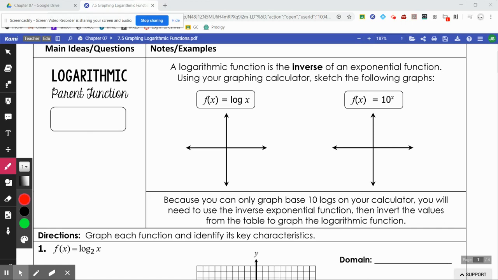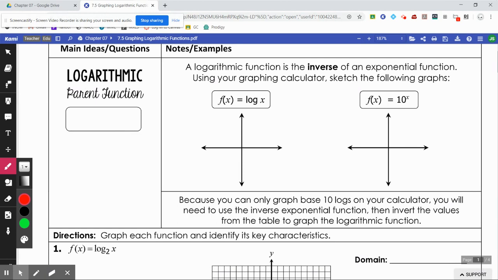Okay, in this video, we're going to be graphing logarithmic functions. Now, first off, let's talk about what the parent function here would look like. Parent function would be y equals the log of x. A logarithmic function, and we've already talked about this, is the inverse of an exponential function.